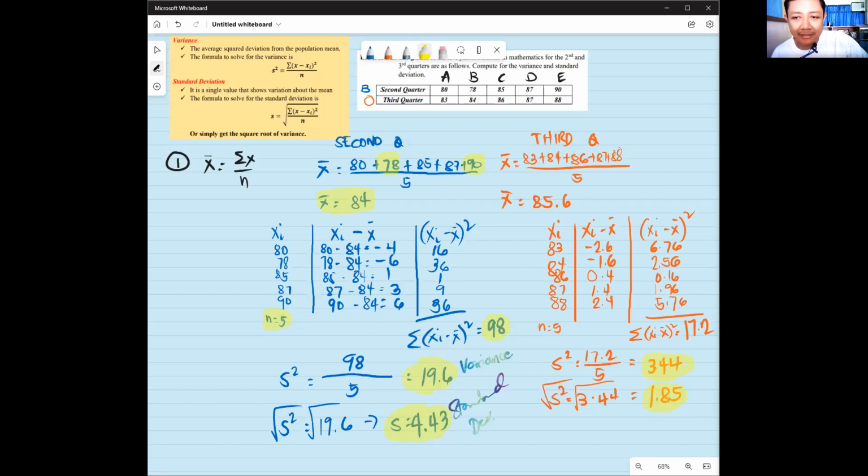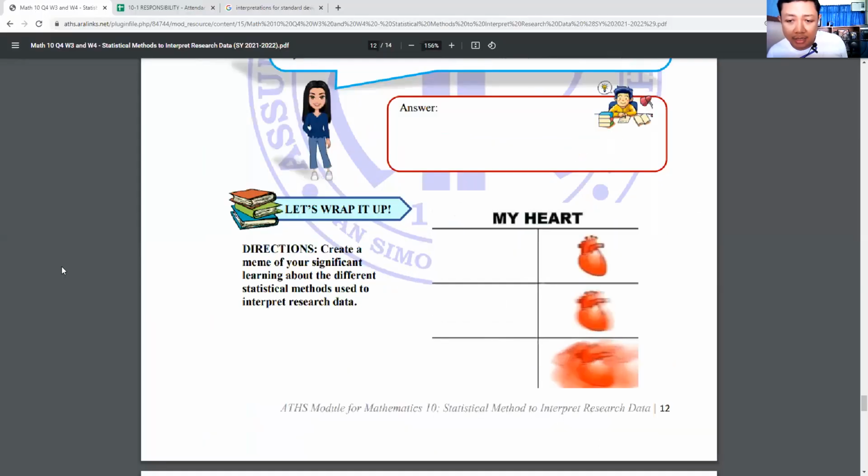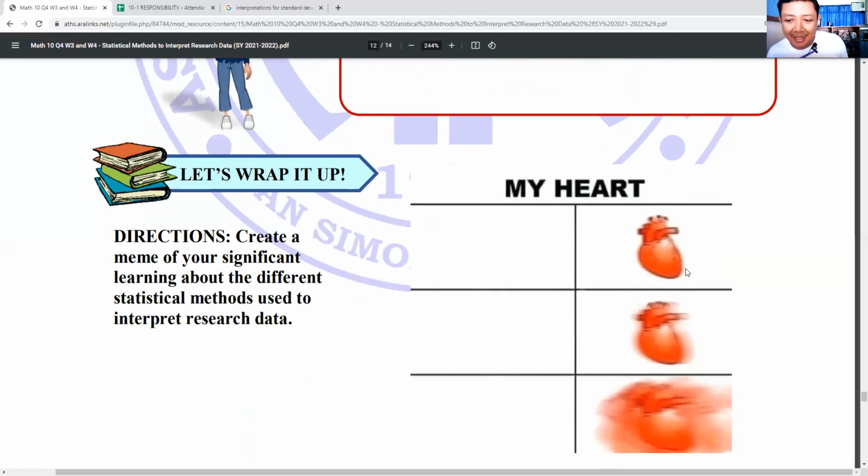So if you don't have any other question, let's move on now with the ending part of our discussion. Okay, so now you have seen how easy our topic is for this 4th week. See, ang bilis lang natin nag-discuss.